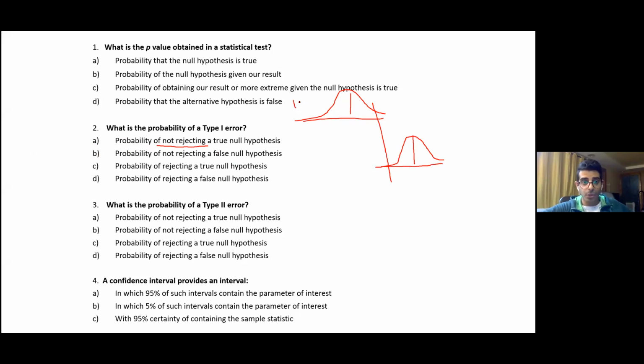Okay, so the null hypothesis is true. So we're in the top part, and we didn't reject it. We accepted it. So we're here. So this is 100% a correct decision. Okay. Now B, probability of accepting a false null hypothesis.